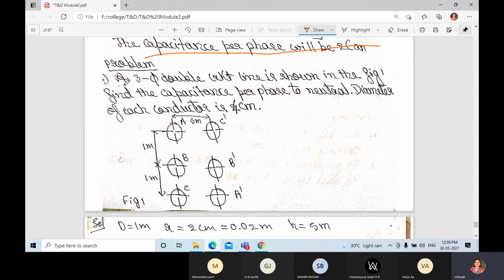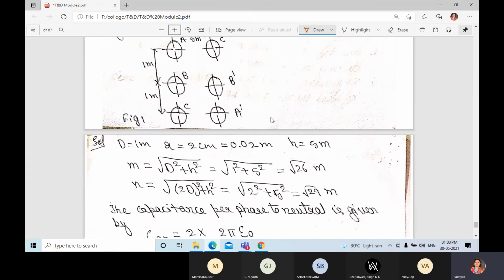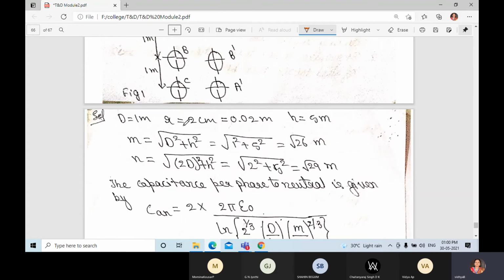Here the problem is: a 3-phase double circuit line is shown in the figure. Find the capacitance per phase to neutral. Diameter of each conductor is 4 cm. They have given the diameter, that is D is equal to 1 meter, R is equal to 2 cm, and H is equal to 5 meter.